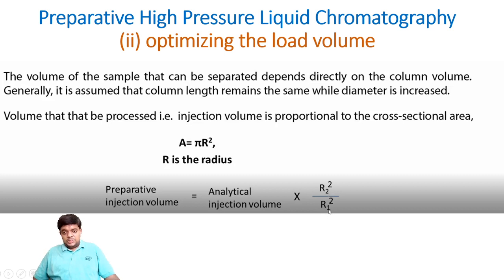The subscripts, sorry, not suffix, the R1 subscript and R2 subscript, and the 2 above is square. R1 and R2 are respectively for analytical and preparative. Now, this is a mathematical equation for optimizing the load volume. For an analytical column, if I am going to inject 0.4 ml of sample, then what maximum ml can be injected for a preparative column?